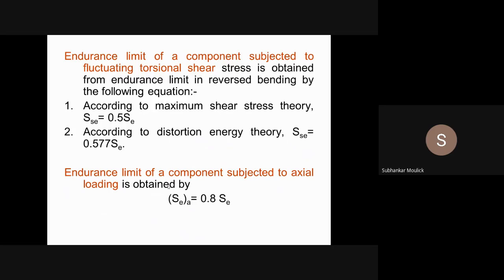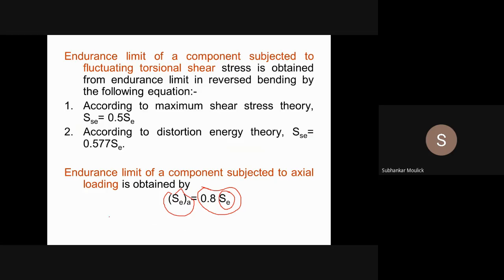In that case, SE axial, that is the axial endurance limit, is nothing but equal to 0.8 times SE. That is the actual endurance limit of the component. And how to calculate this SE?